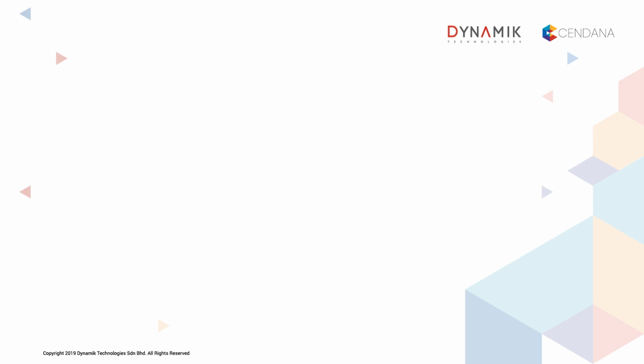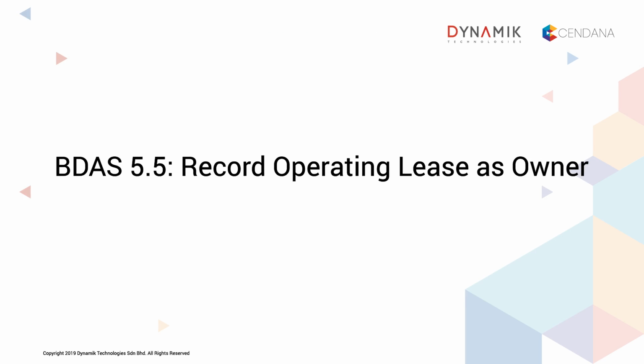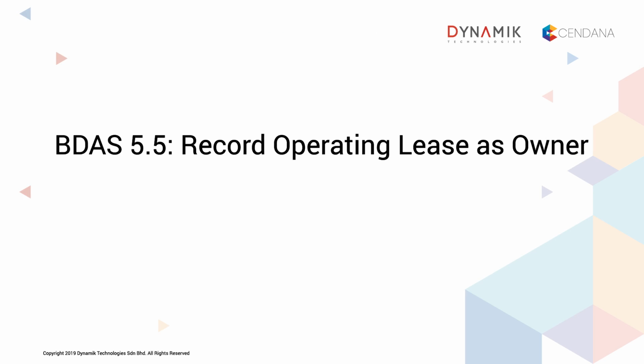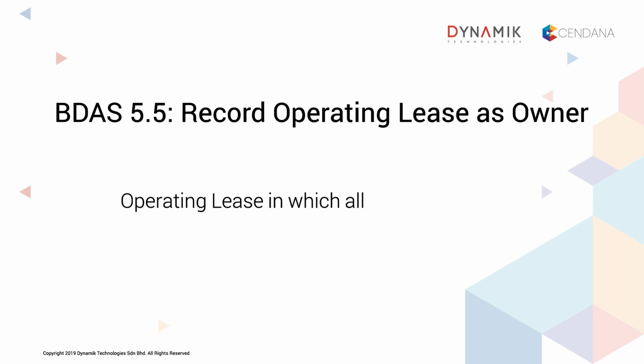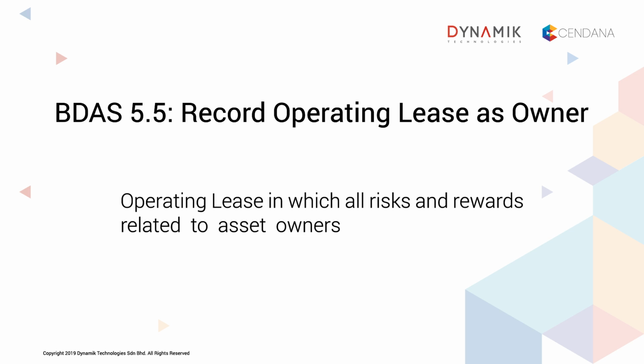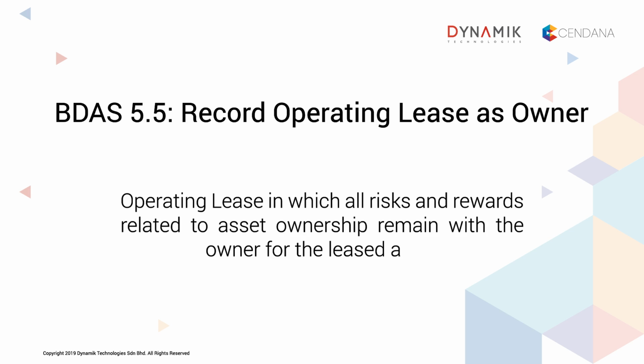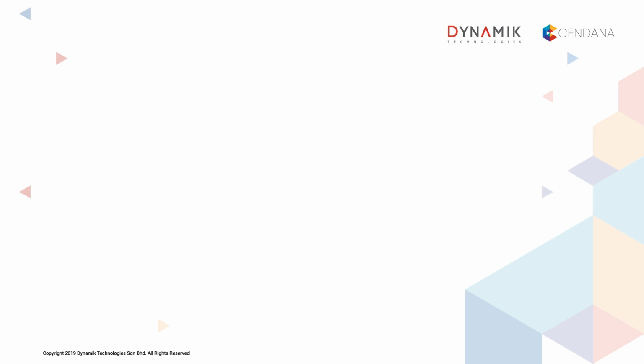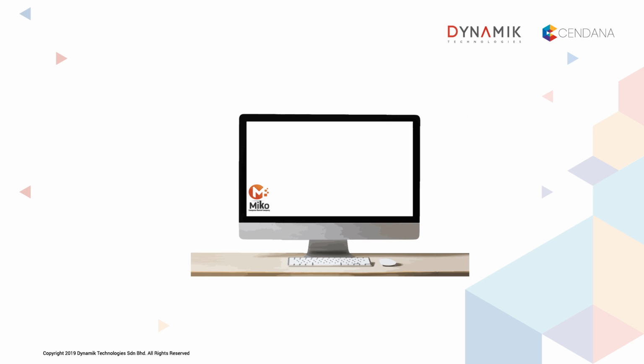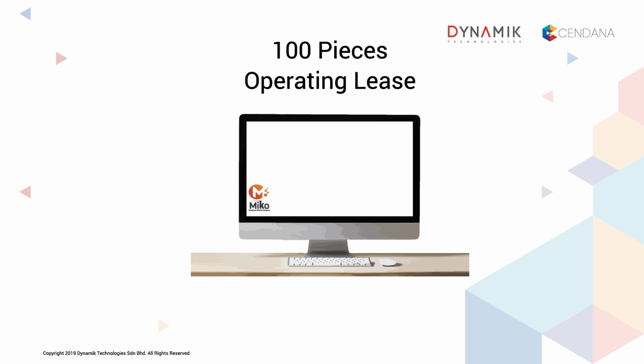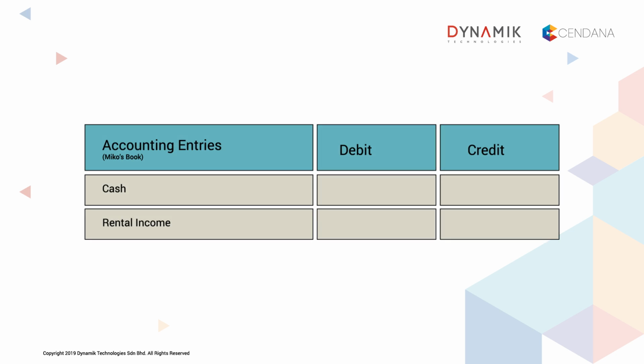Operating lease, on the other hand, is BDAS 5.5 to record operating lease as owner, which is defined as operating lease in which all risks and rewards related to asset ownership remain with the owner for the lease asset. The sample scenario is the following. Miko Computer rents 100 pieces of desktop computer to Yayasan School as an operating lease. Lease payment is $30,000 annually. From here, we can extract that the accounting entries are such that the debit is cash $30,000, whereas credit is rental income with the same amount.